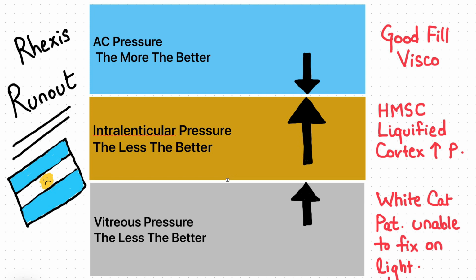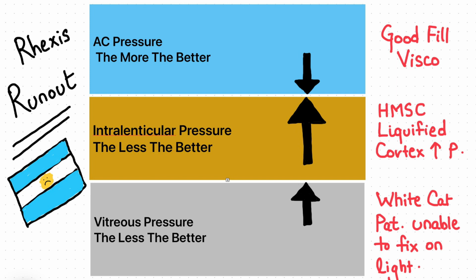Coming to the dreaded complication, newcomers and new surgeons are really scared of rhexis runout situations, which is due to two reasons. One is, even if you have a good viscofill, the patient has a hypermature senile cataract with liquefied cortex, specifically a cartwheel appearance. If you see this on the slit lamp exam after dilation, the rhexis is going to run out because of high intralenticular pressure. And the second is, white cataract patients are unable to fix on the light. That's why they squeeze the eyeball, thereby increasing the vitreous pressure. And it will make your rhexis really hard for you.